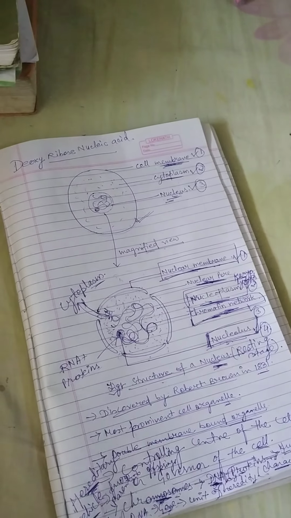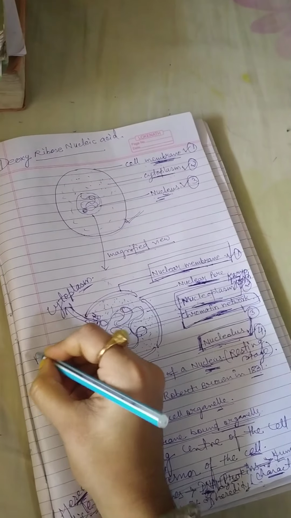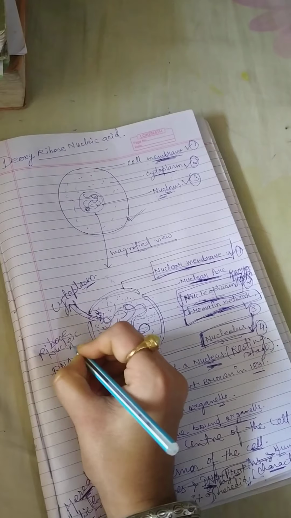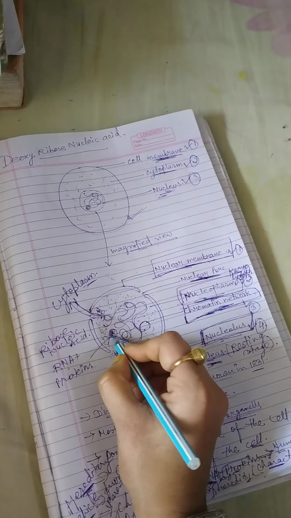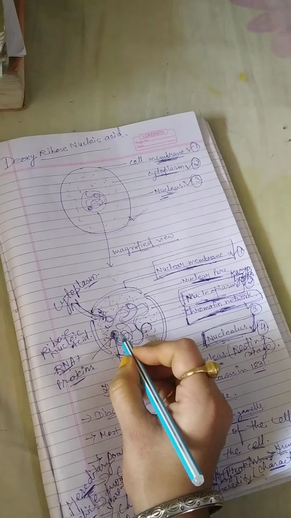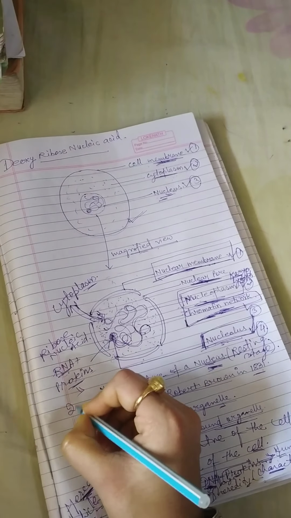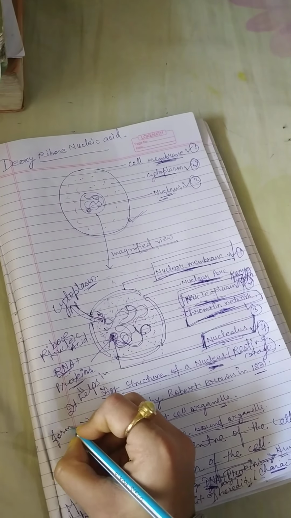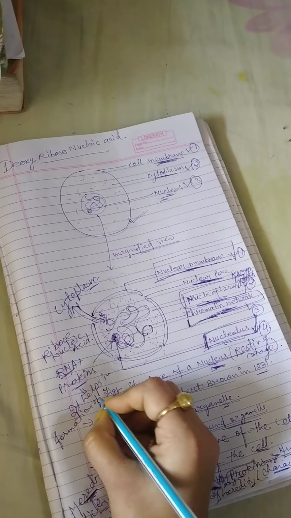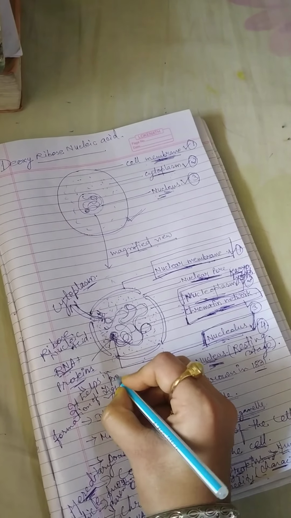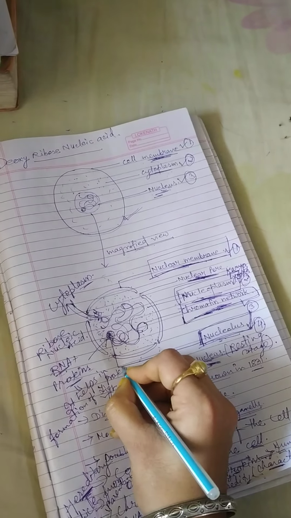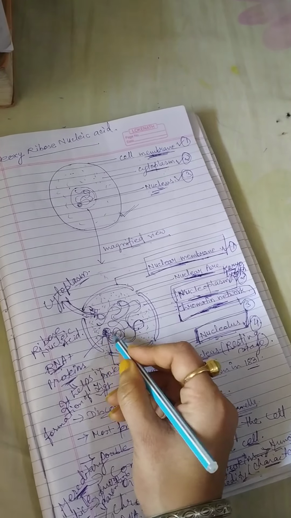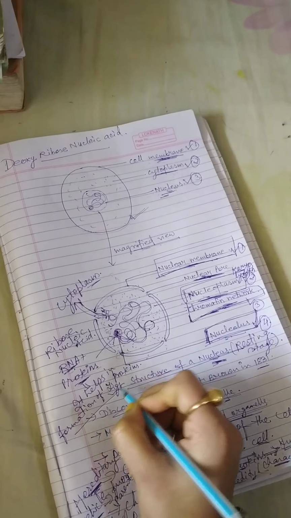Okay, what is the full form of RNA? Ribose nucleic acid. So this nucleolus is composed of RNA and proteins, and the most important function of nucleolus is that it helps in the formation of what? Proteins. Okay, since RNA is there, RNA generally helps in the formation of proteins. So the main function of nucleolus is the formation of proteins.